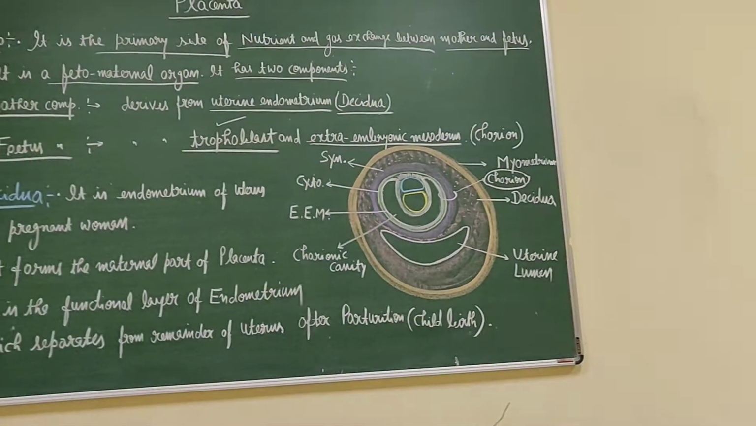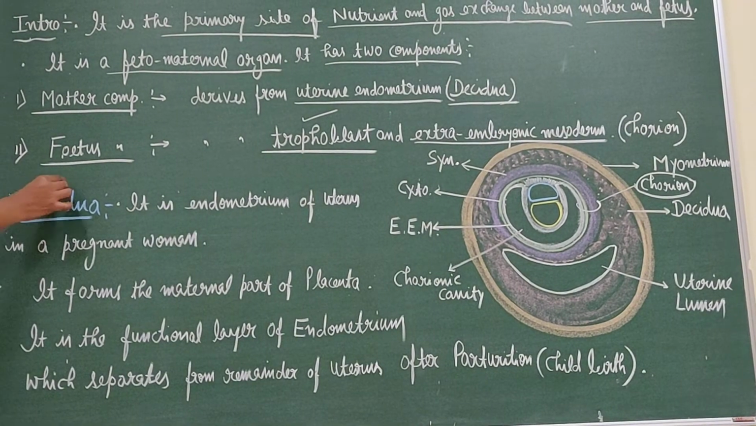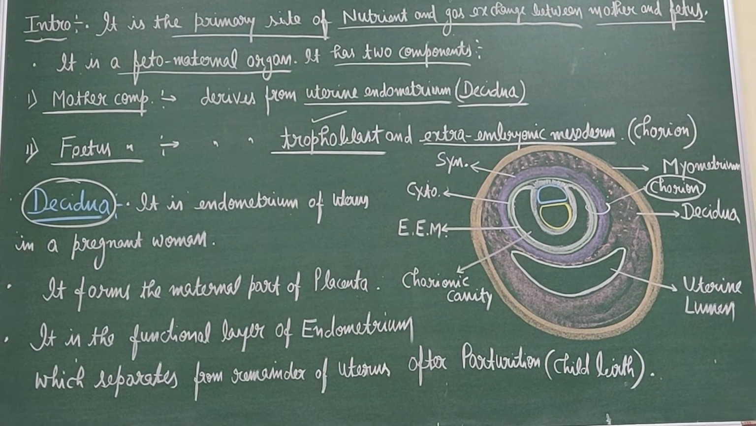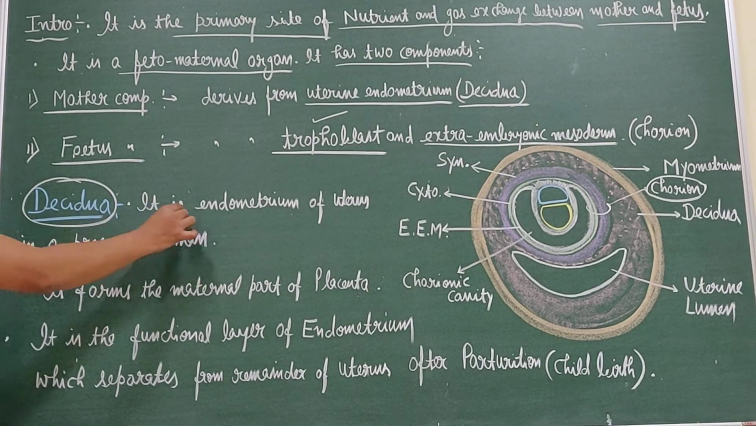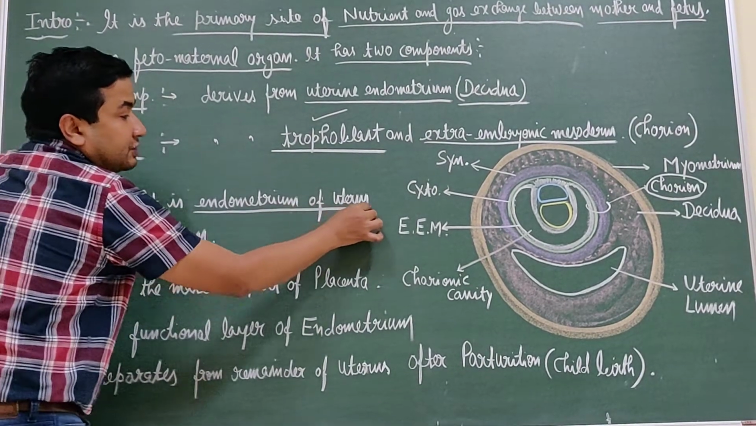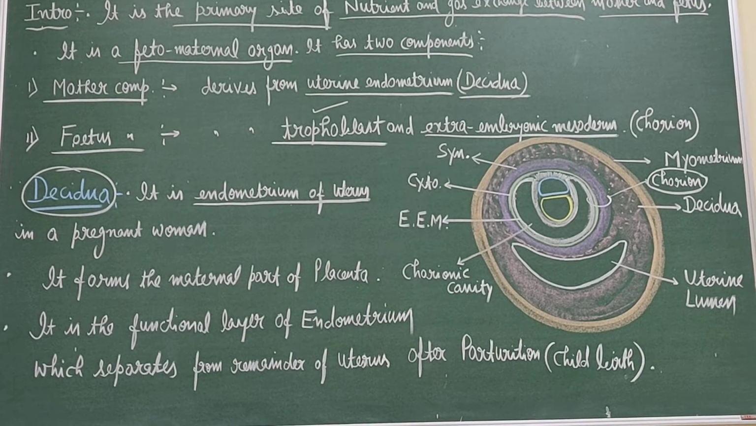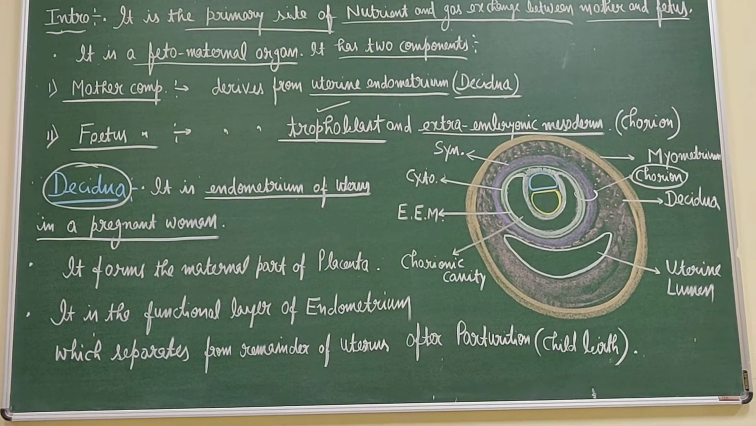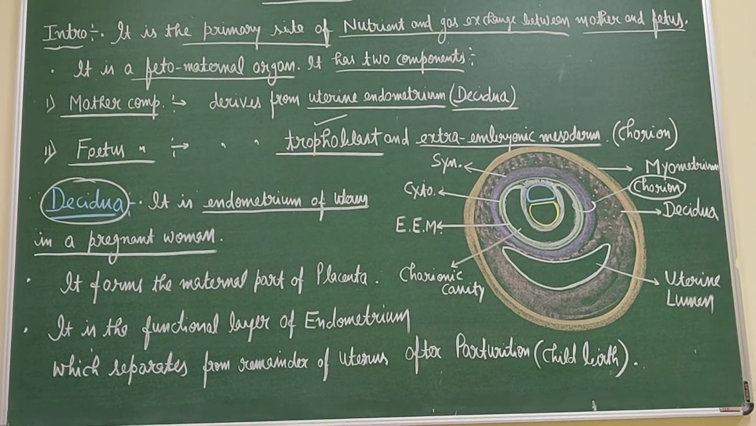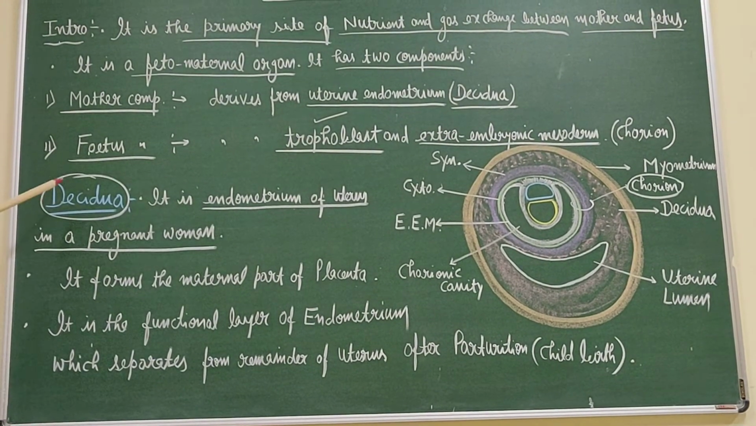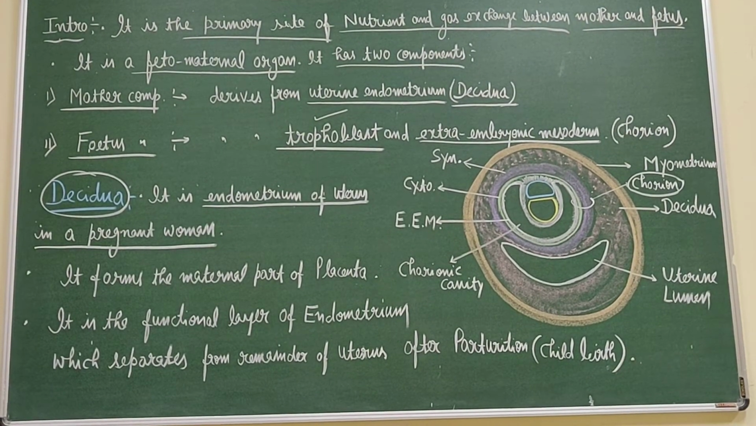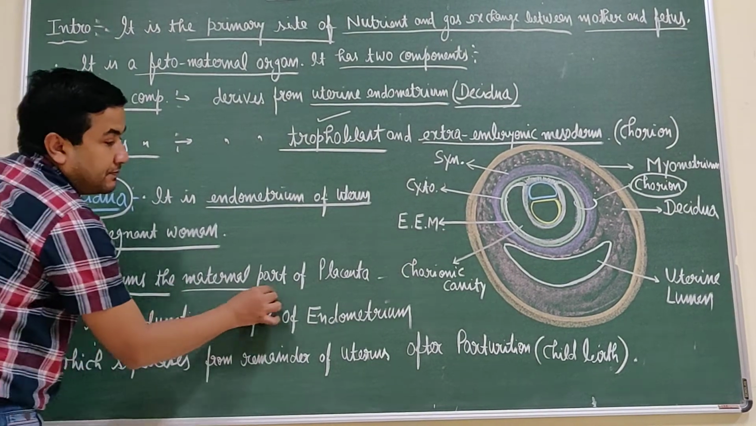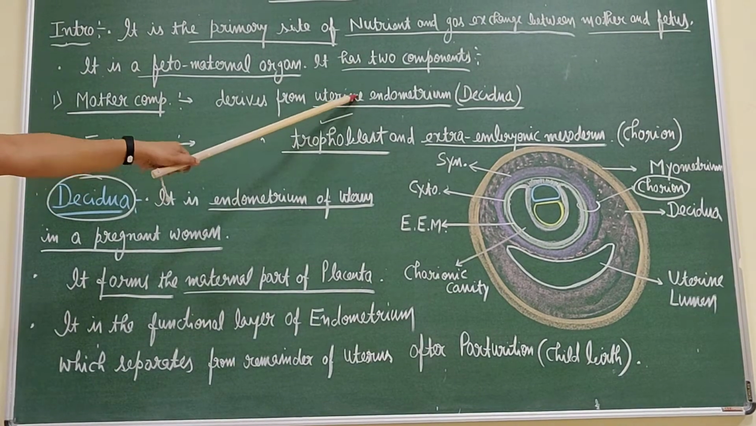Now, what is decidua? The decidua is the endometrium of the uterus in a pregnant woman. This endometrium in a pregnant woman is known as the decidua. It forms the maternal part of the placenta.